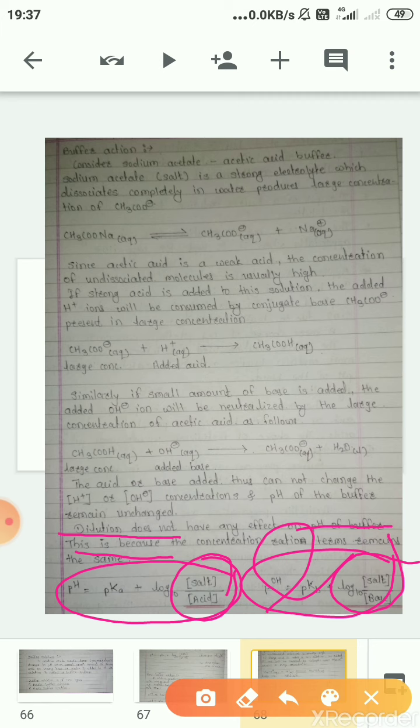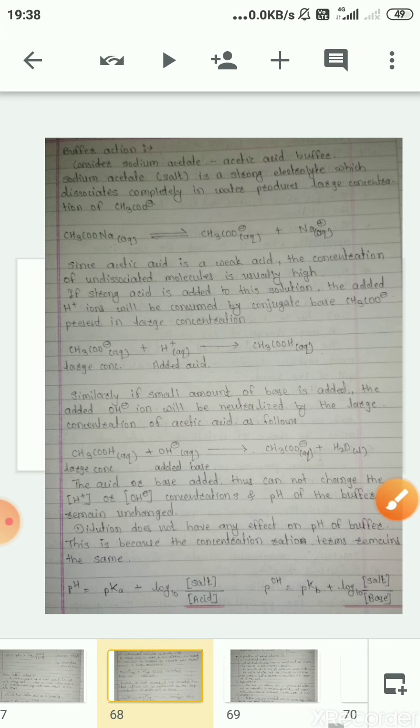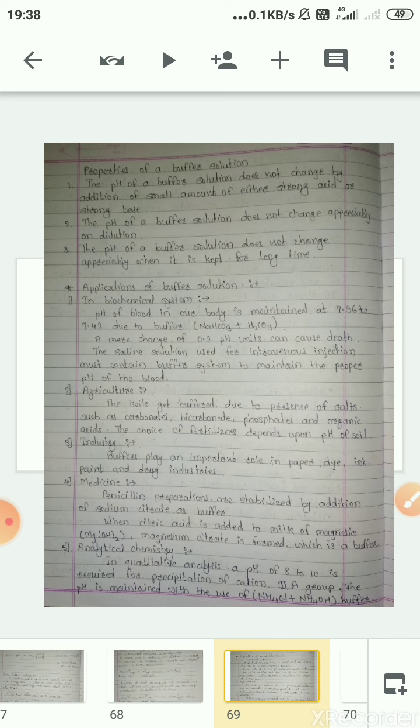This buffer action plays an important role to prevent drastic changes in the pH of the solution on addition of an amount of strong acid or strong base or water in the solution. Now let's go to the next point, which is properties of buffer solution.